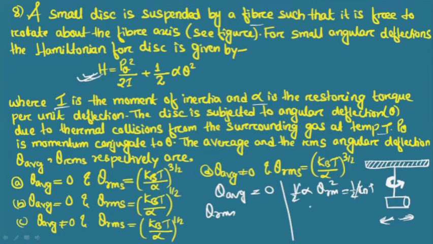So half and half will get cancelled, right? So theta RMS square is equal to kBT by alpha. So theta RMS will become root over kBT by alpha. Clear? This is root over kBT by alpha. Theta average is equal to 0. Clear? So the correct option is option B. Is it correct? Theta average is equal to 0, and theta RMS is root kBT by alpha. So it is correct.